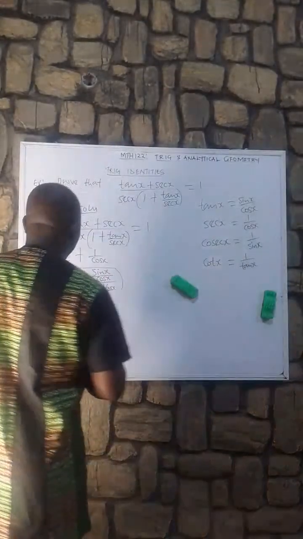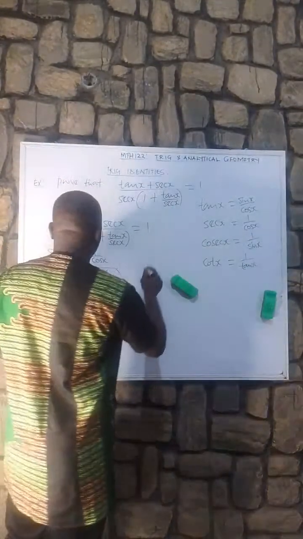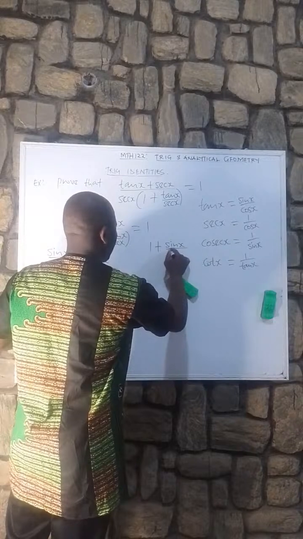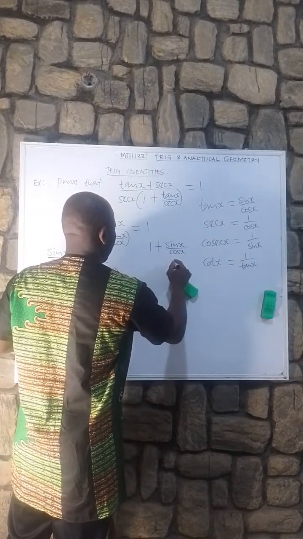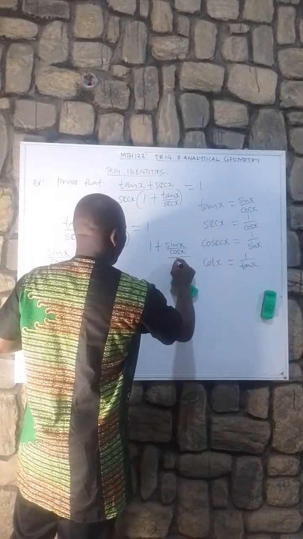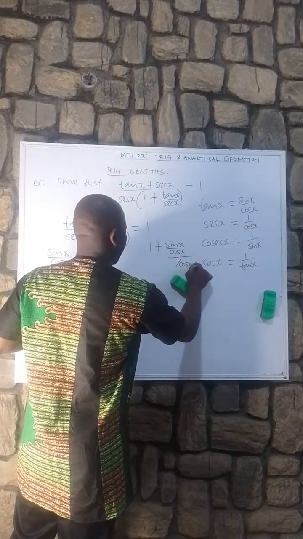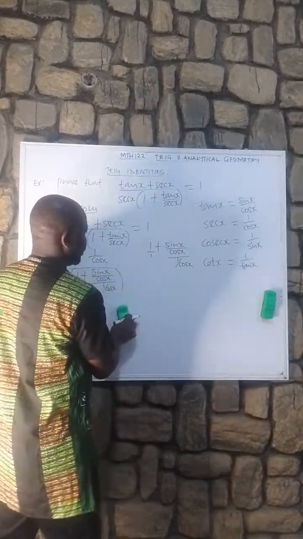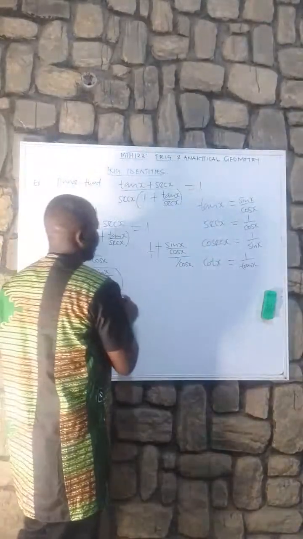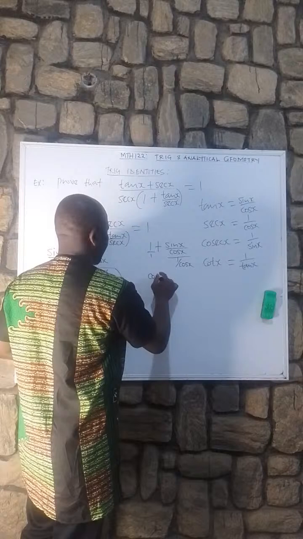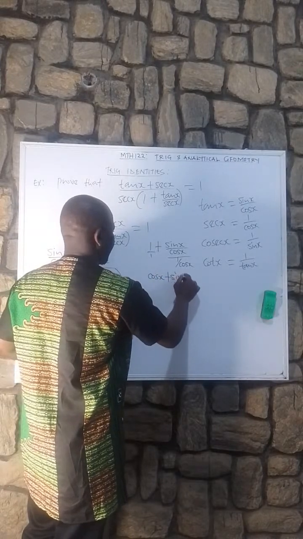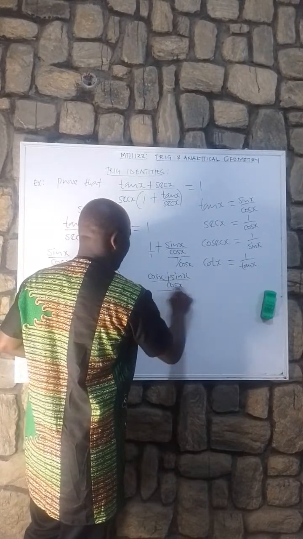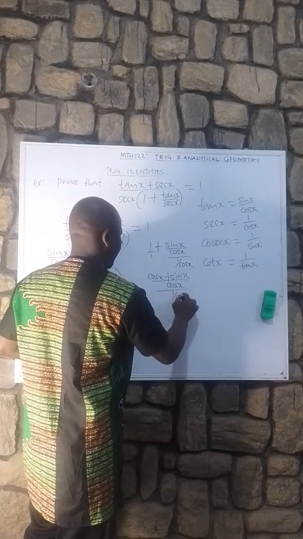If you can see what I am saying, look here. If we have 1 plus sine x all over cos x, then all over 1 all over cos x. Let us consider the LCM here. So here we are going to have cos x plus sine x all over cos x, true or false? Then all over this, 1 all over cos x, true or false?